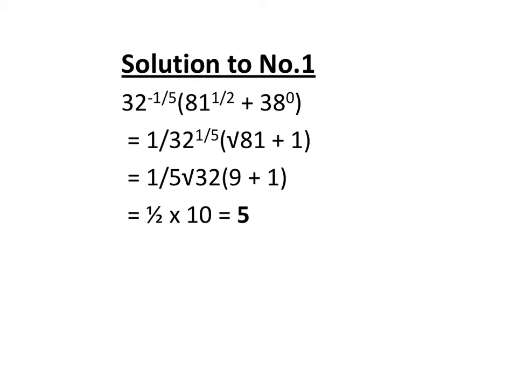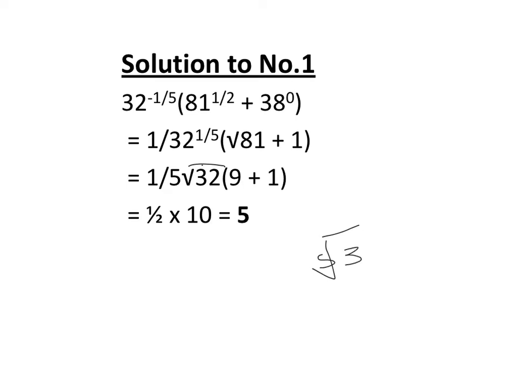Solution to number 1. 32 raised to power minus 1 over 5, bracket 81 raised to power 1 over 2, plus 38 raised to power 0. 32 raised to power minus 1 over 5 is equal to 1 over 32 raised to power 1 over 5. 81 raised to power 1 over 2 is equal to square root of 81. And 38 raised to power 0 is equal to 1. So we have 1 over 5th root of 32, bracket 9 plus 1.